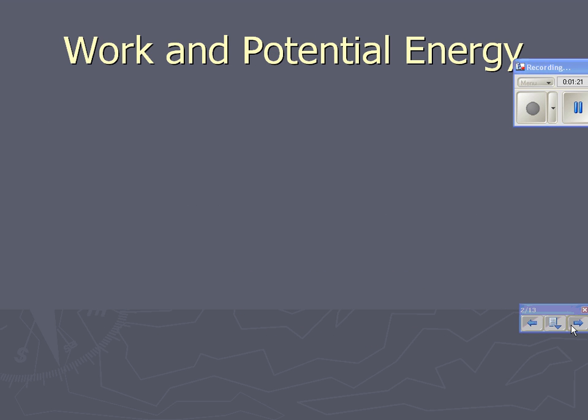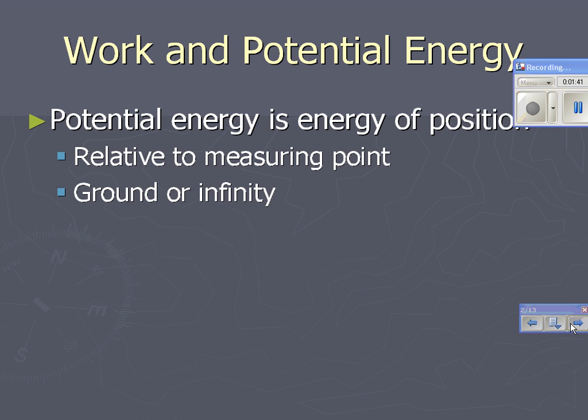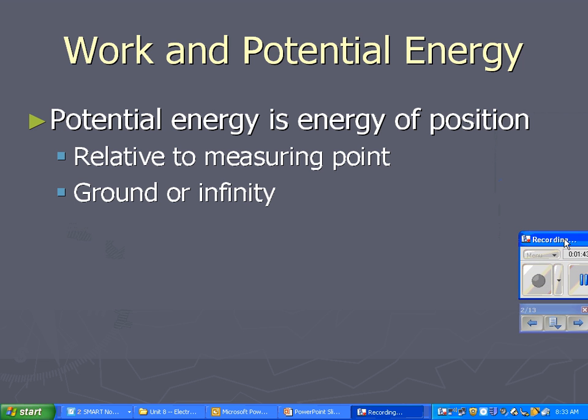Okay. Work and potential energy. Let's do a little review first. Who remembers what potential energy is? We talked about it last semester. It's the energy something has at rest. Excellent. It's the potential to do work. It's energy that's stored within an object by virtue of where it's located, and it gives an object the potential or the ability to do work. It's energy that something has by virtue of its location.